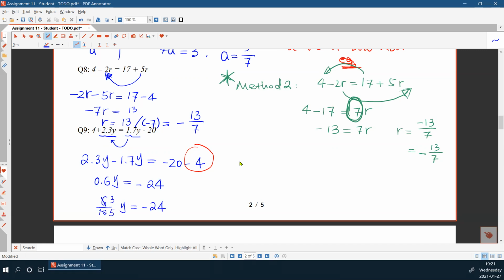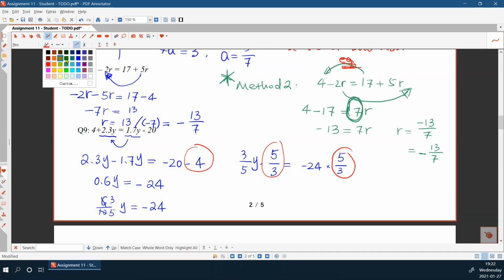Okay, in order to solve y, we need to times the reciprocal of the ratio, right? Which is 5 over 3. And at the same time, times the same number, which is 5 over 3, to the right-hand side of the equation. Okay, and left-hand side becomes a y. Right-hand side becomes minus 40, right? So this is our final solution. Do you understand? Any questions?